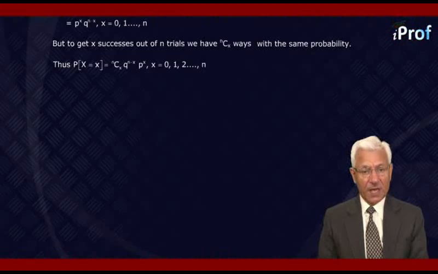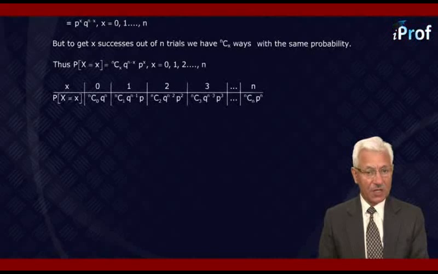Its tabular form is as under. In the first row we have the random variable X, which takes the values 0, that is the number of successes, 1, 2, 3, and so on up to n. Their corresponding probabilities P(X equal to X) are: nC0 Q raised to power n for 0; for X equal to 1, nC1 Q raised to power n minus 1 into P; for X equal to 2, nC2 Q raised to power n minus 2 P square; for 3, nC3 Q raised to power n minus 3 P cube; and for n we have nCn P raised to power n.